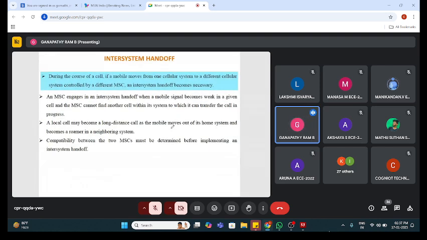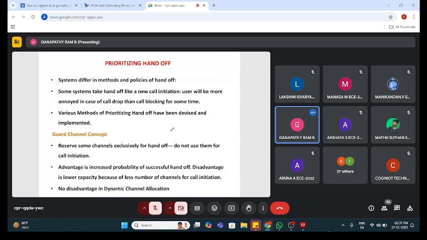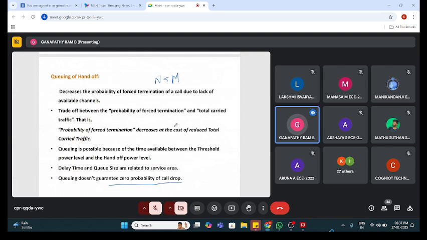Intersystem handoff means handoff occurring from one mobile switching center to another, or from one cellular service to another cellular service. For that, all the parameters of the old service provider and the new service provider have to be matched. That is the important concern here. Prioritizing the handoff depends on how the users are moving, and whether users are static and deprived of service from the base station. All these parameters are considered in prioritizing handoffs by dynamic channel assignments.